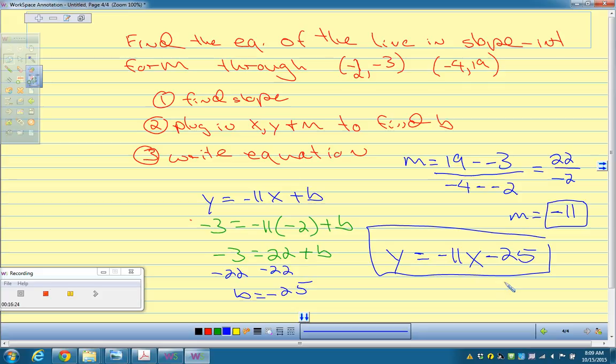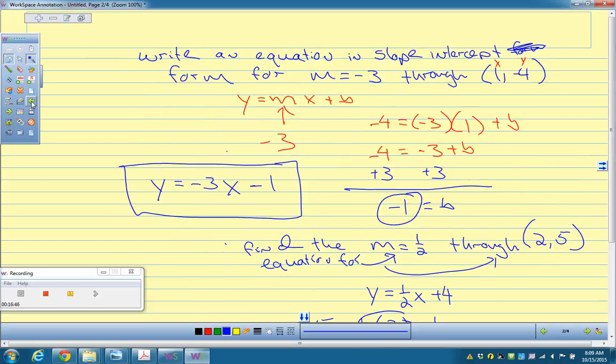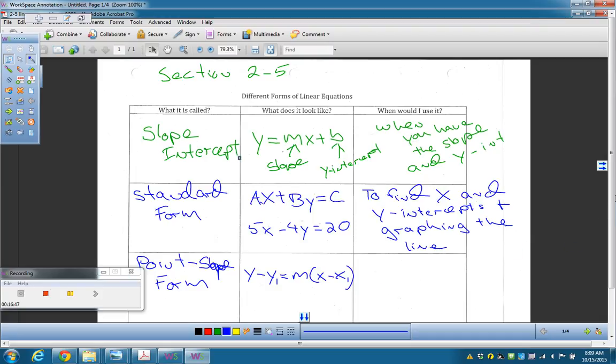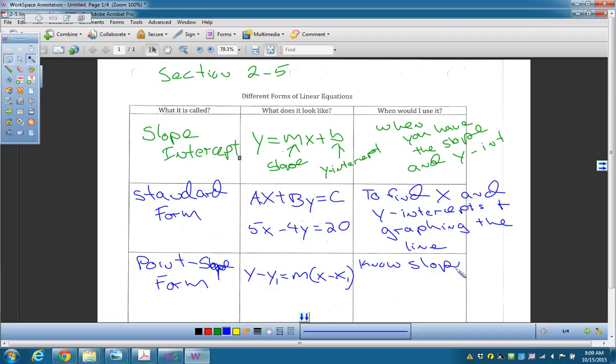Yes? Yes, maybe no. So what we use for this same idea is something called point-slope form, okay? And so point-slope form, going back to that, where's that graphic organizer that I had? Point-slope form looks like this, okay? And it's best if you know the slope, know slope, or can easily find the slope, and a point, okay?